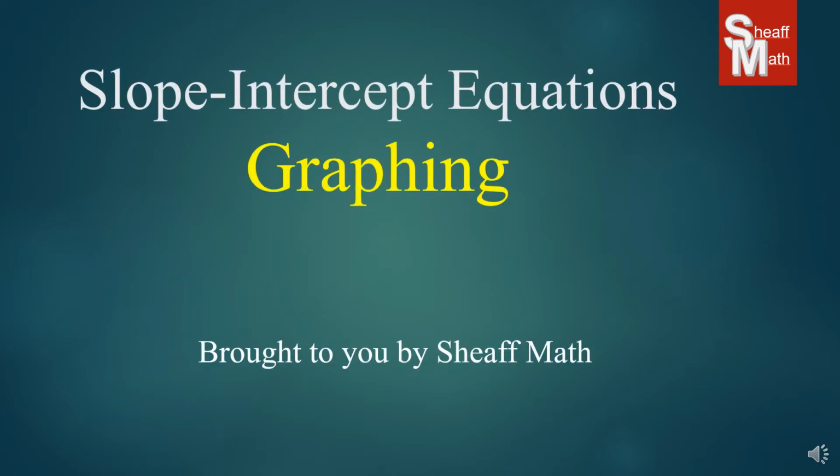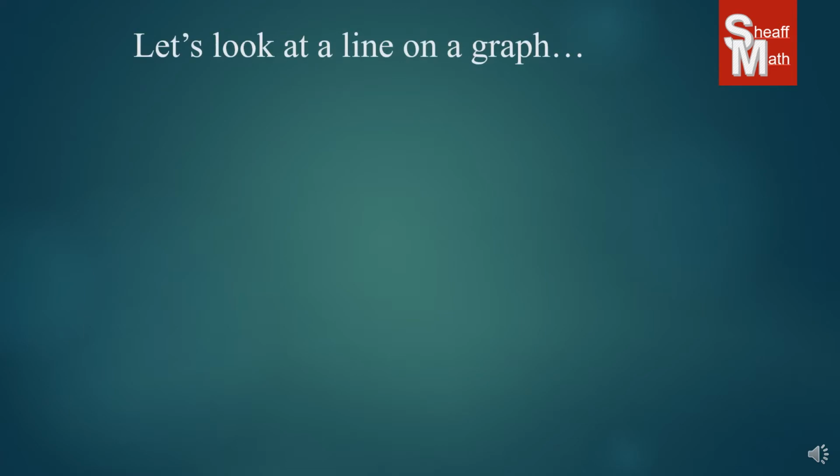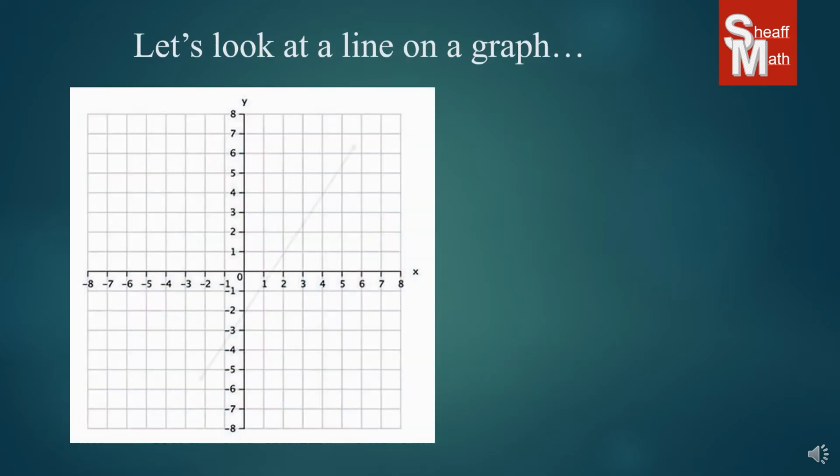In today's lesson, we are going to be graphing equations that are in slope-intercept form. So let's look at a line on a graph real quick. Here is a line, and any line that's on a graph has an equation that's attached to it. And it has x's and y's involved.